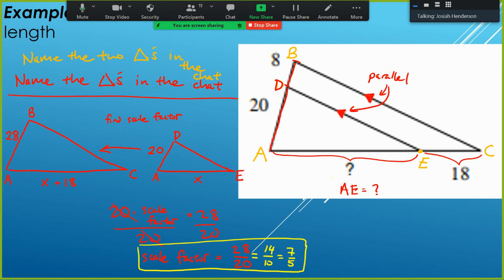So let's set that up now with our x's, with AE and AC. So little side x times 7/5 equals x plus 18. Bottom side to bottom side.